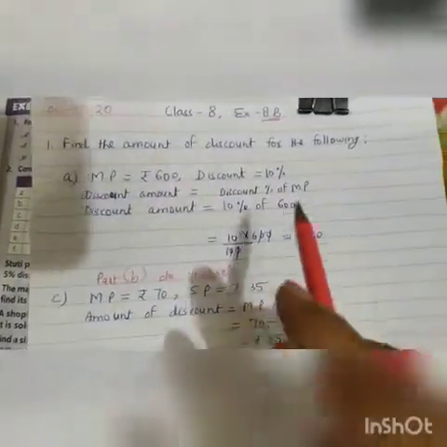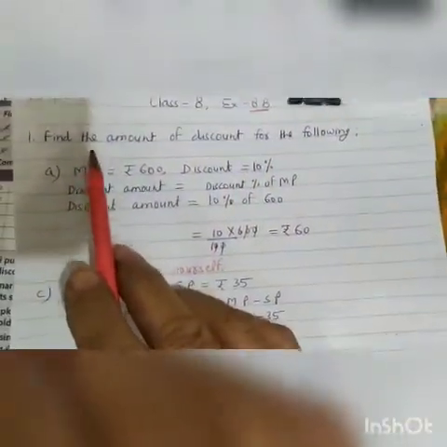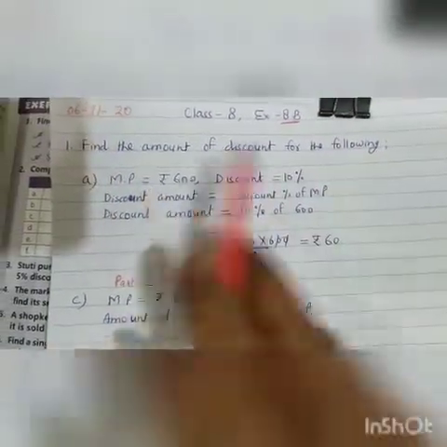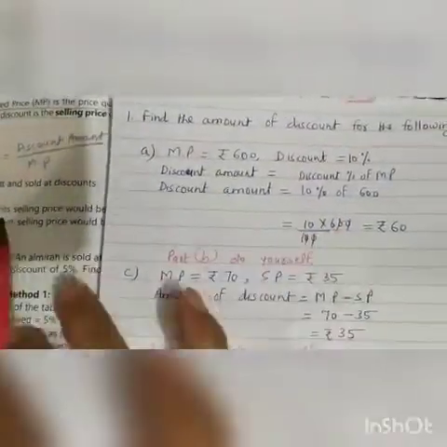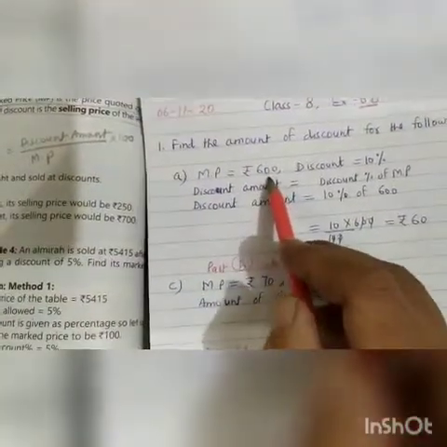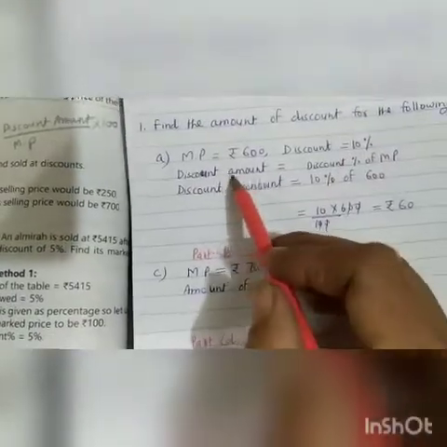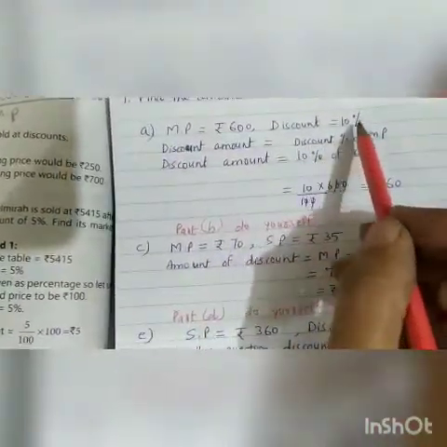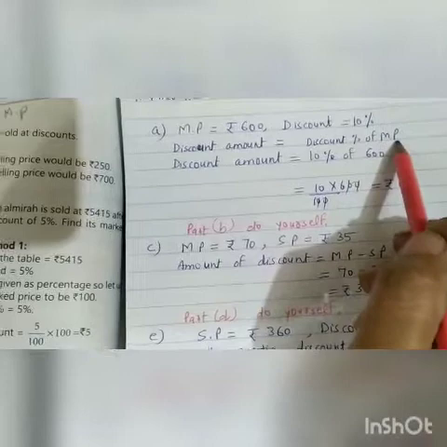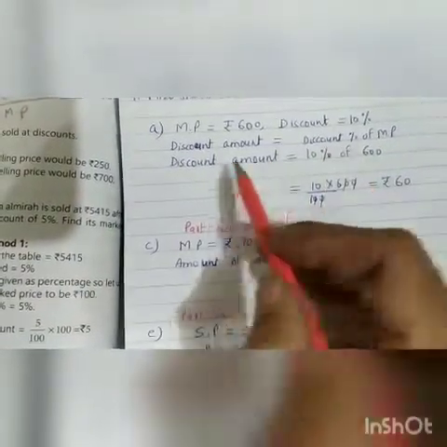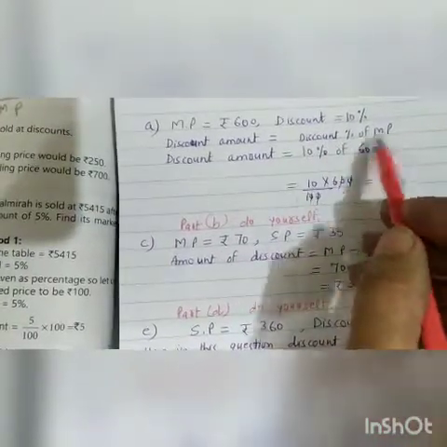So exercise 8B, the first question is: find the amount of discount for the following. We are given the mark price. What is the mark price? Mark price is 100 and discount percent is equal to 10%. So what is the discount amount? Discount amount will be discount percent of MP. Discount amount is always calculated on the mark price.